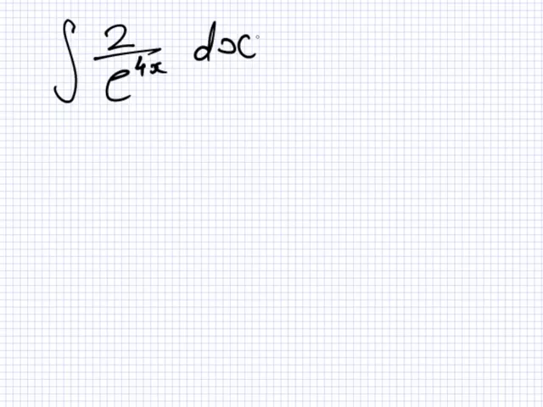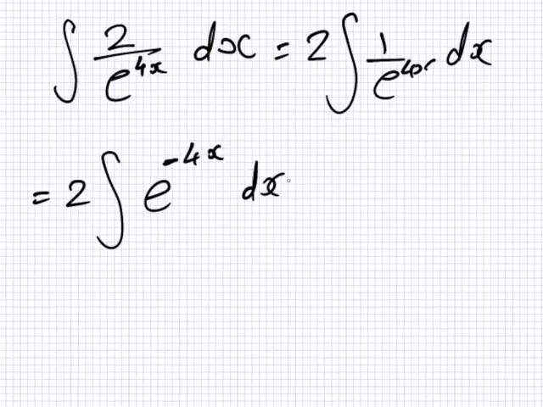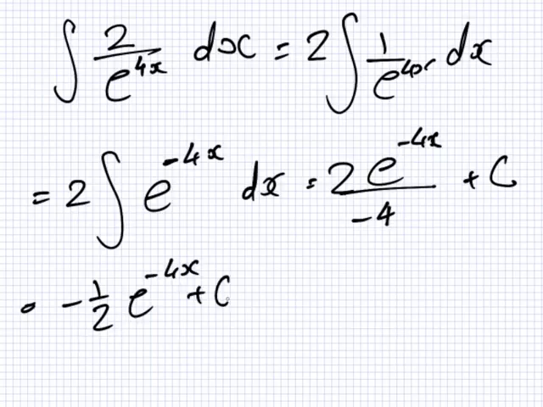Yeah. So let's have a look here. What you should do first is take the 2 out. And then what you should do second is change it into this, e power minus 4x dx. And now it matches one of my rules I have. This is equal to 2e^(-4x) over minus 4 plus c. So this is equal to minus a half e^(-4x) plus c, or if you prefer, minus 1 over 2e^(4x) plus c.